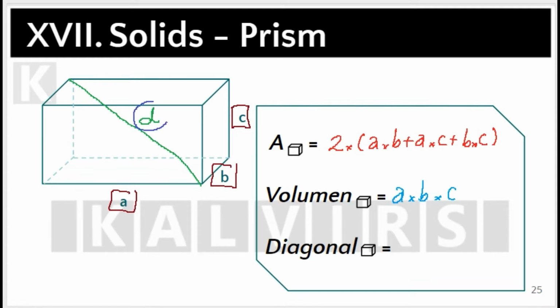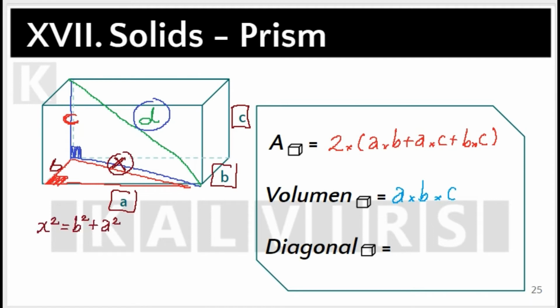So, in order to find the value of D, we will apply the Pythagorean theorem. Here we have a right triangle. This leg is C. We need to find the value of this leg. Let X be the value of the leg. Now, let's focus on this right triangle. This leg is B, then X is the hypotenuse. X squared equals B squared plus A squared.